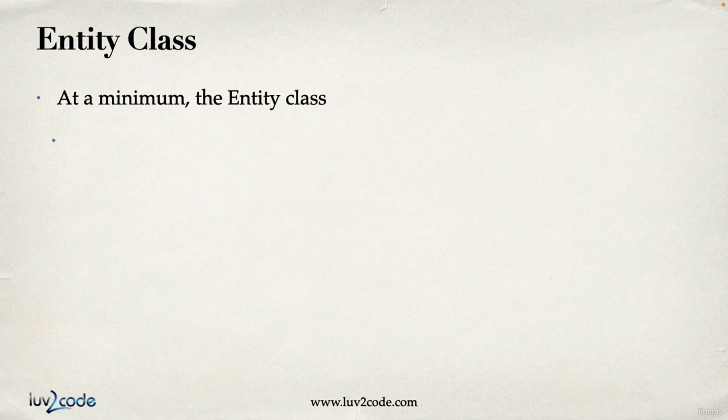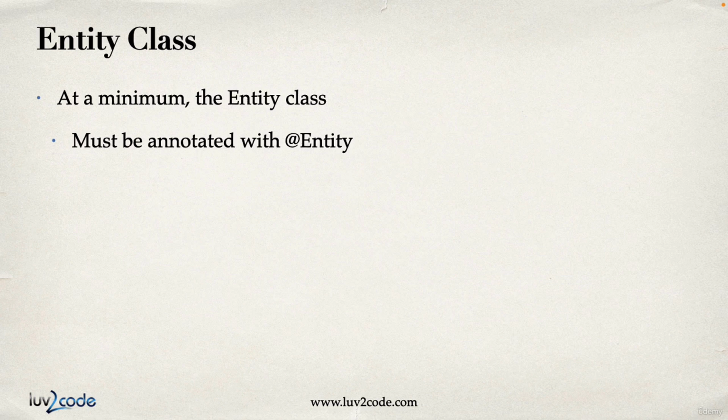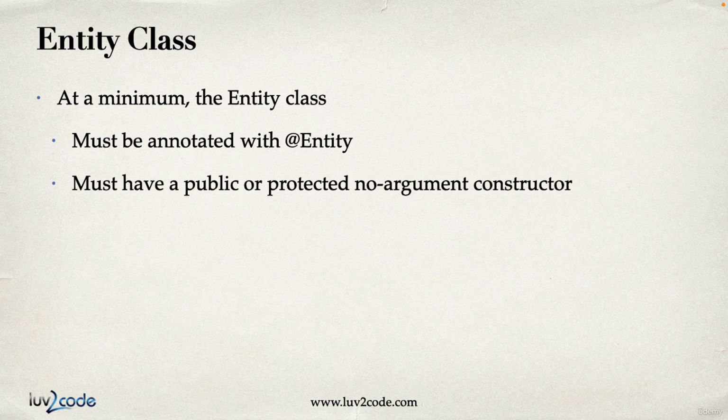So we need to provide mappings between the two. At a minimum, the entity class must be annotated with the Entity annotation. Also, it must have a public or protected no-argument constructor. The class can have other constructors, but again, as a minimum, you must have a public or protected no-arg constructor.